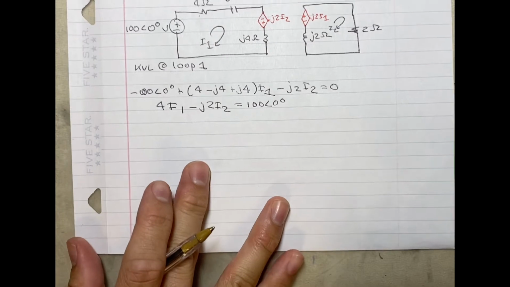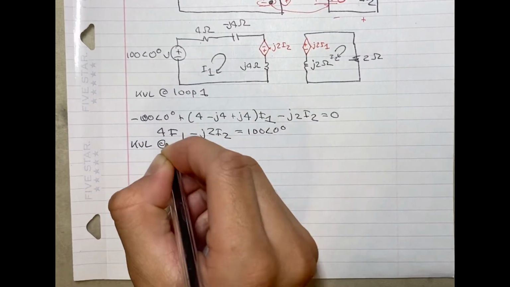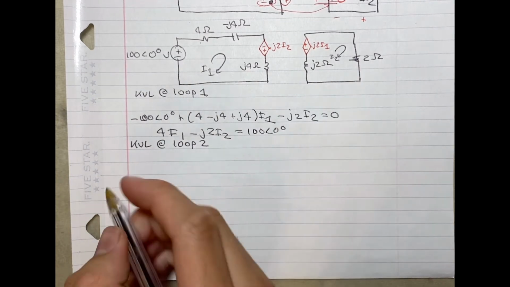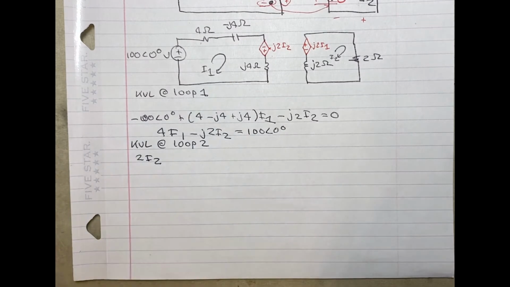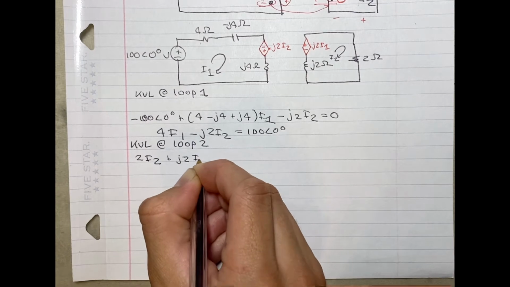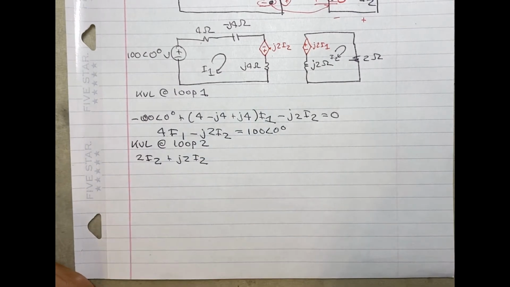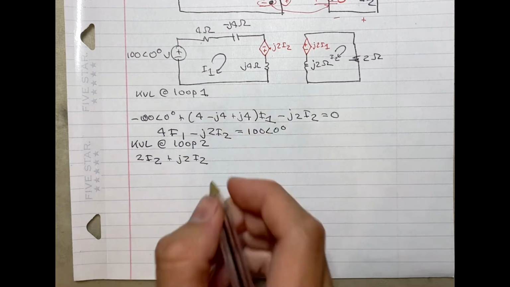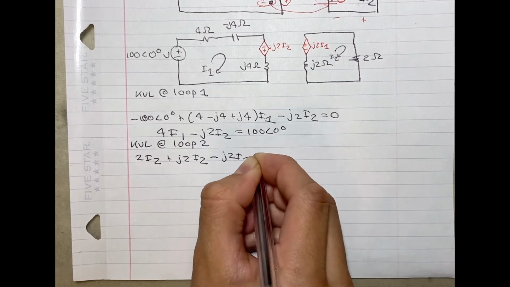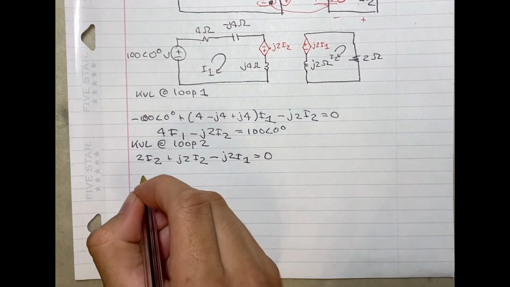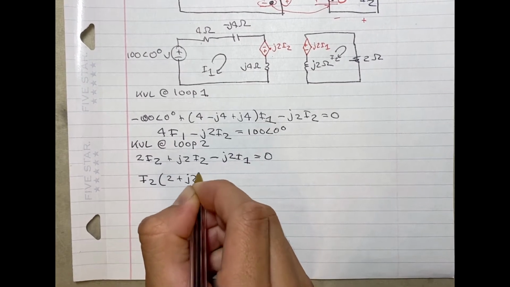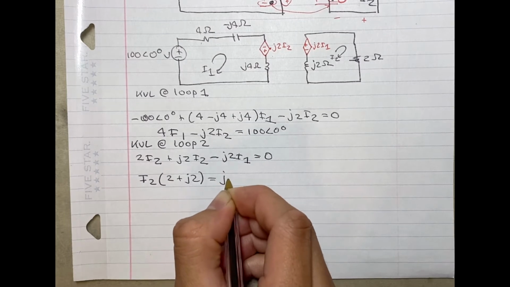Next, I perform the KVL at loop 2, which is going to be 2 times I2 plus j2 I2 minus j2 I1. And this is all going to be equal to 0. I'm going to pull out the I2, so I2 times 2 plus j2 is equal to j2 I1.